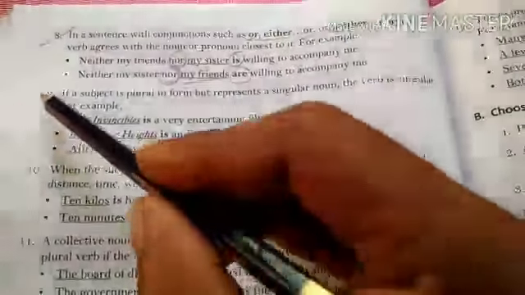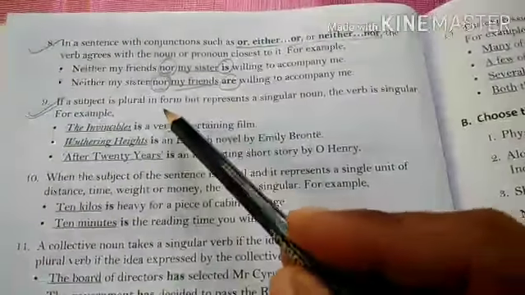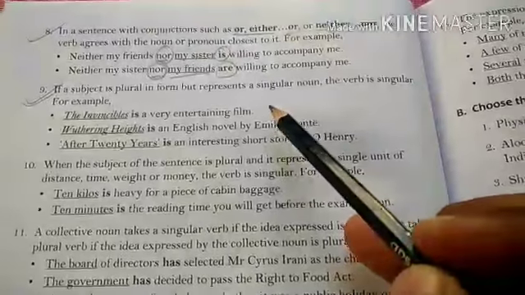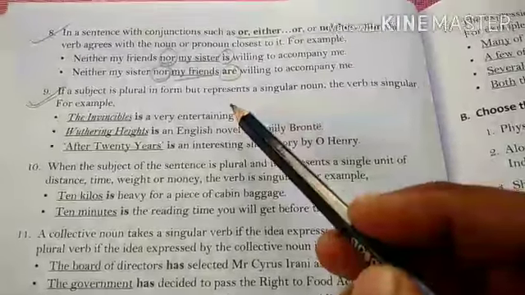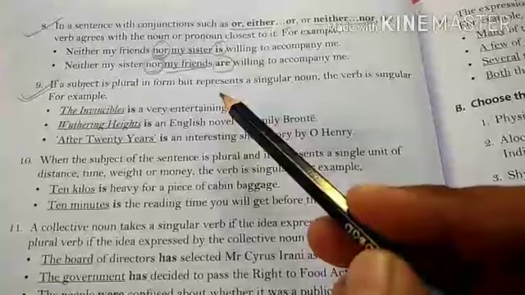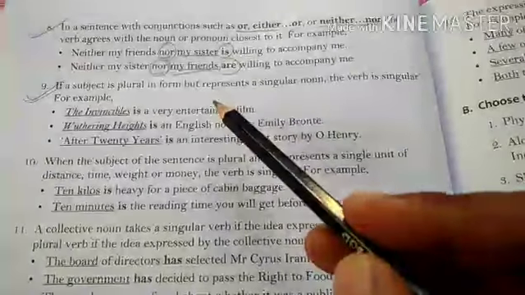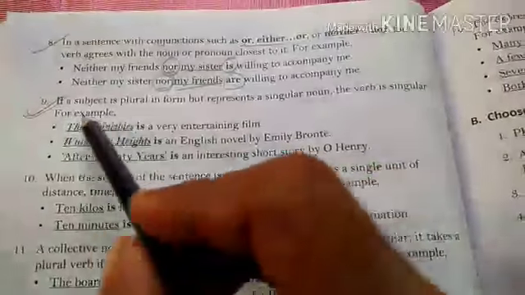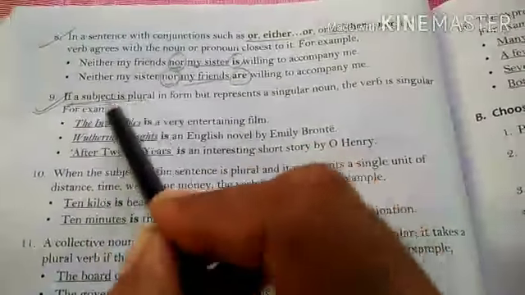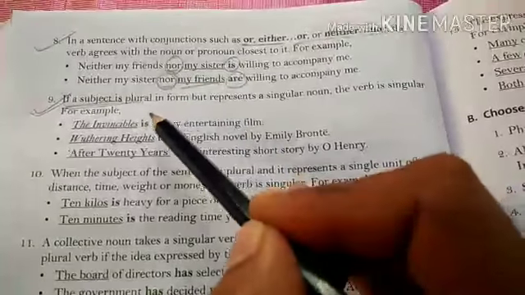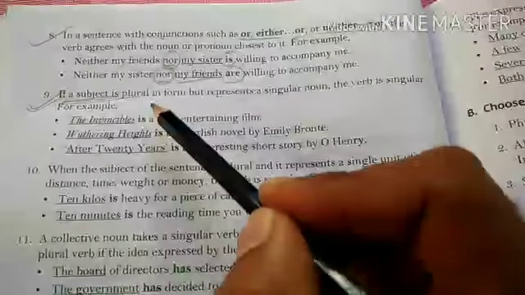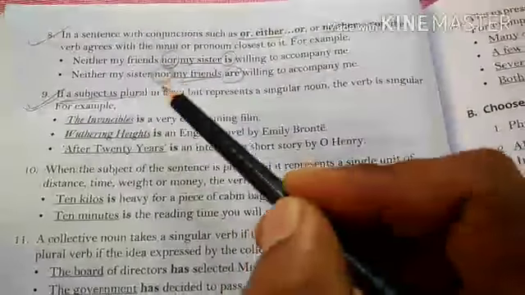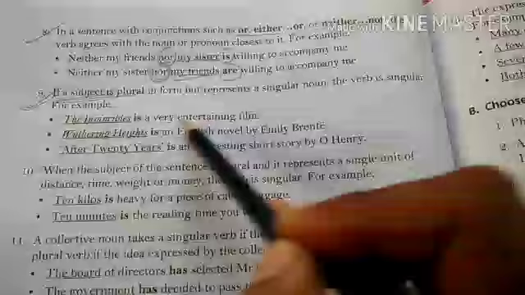Now come to point number 9. If a subject is plural in the form but represents a singular noun, the verb is singular. Okay, like it may be the name of the books, name of the newspapers. In this case, what happens? The subject is in plural form. The subject जो noun है plural form को refer करता है. It represents plural form, but it refers to the singular noun. Like the Invincibles is a entertaining film.